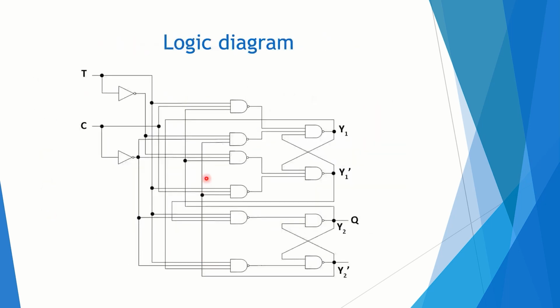So this is the logic diagram. You can see this is the edge triggered T flip flop. It is not a master slave or otherwise a simple gated latch. No, it is an edge triggered flip flop, made with two SR latches according to the equations.